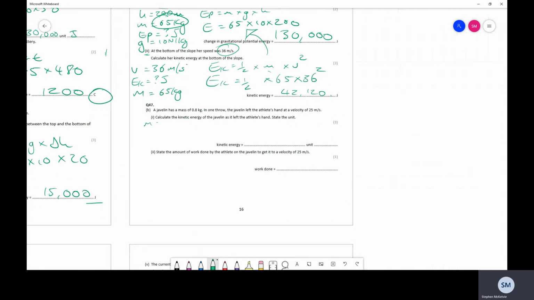A javelin has a mass of 0.8 kilograms. In one throw, the javelin left the athlete at a velocity of 25 meters per second. Calculate the kinetic energy. It's asking me for EK. I don't know how many joules. I will write down that EK is equal to 1/2 times the mass times the velocity squared. EK is equal to 1/2 times 0.8 times 25 squared. 25 squared, 625 times 0.8 times 0.5 gives me 250. And the unit of energy is the joule.